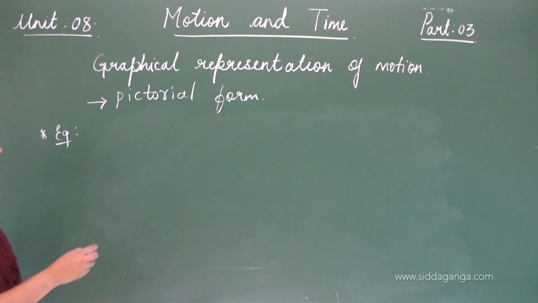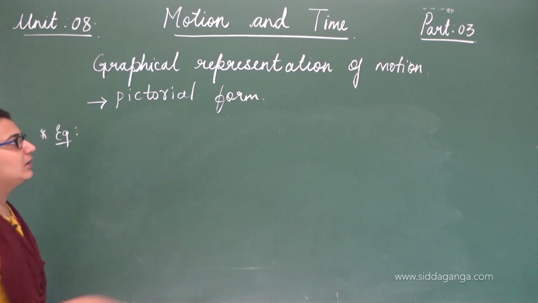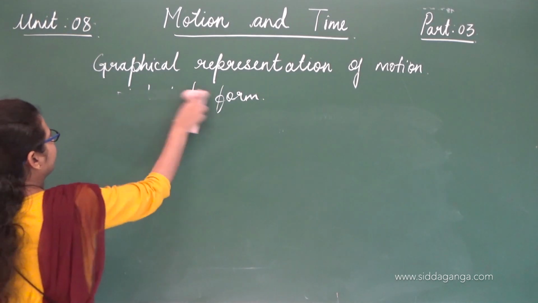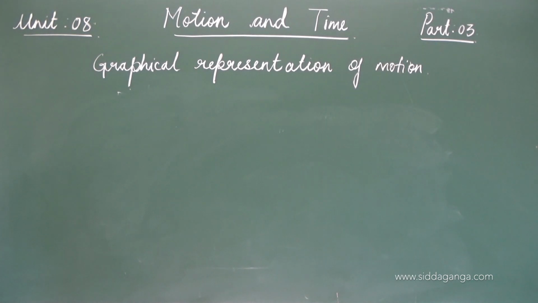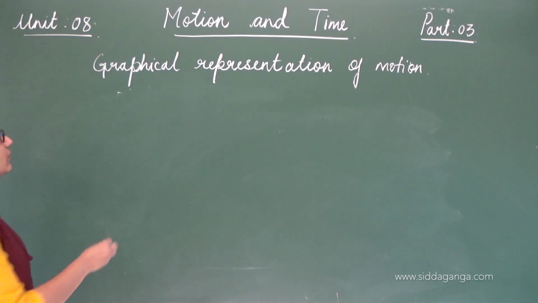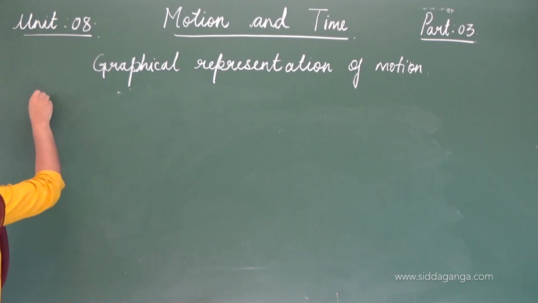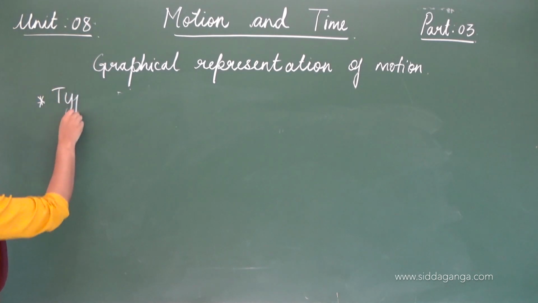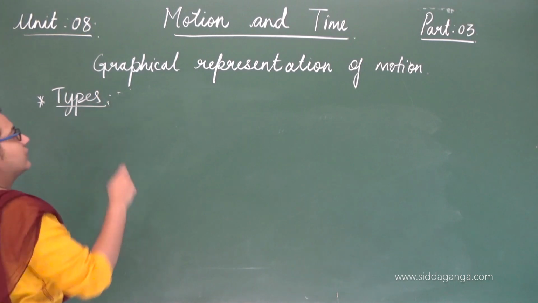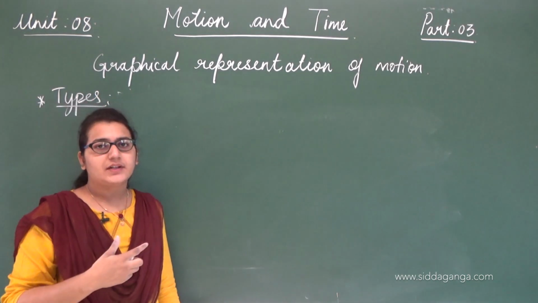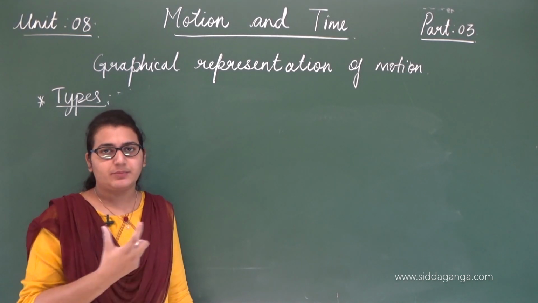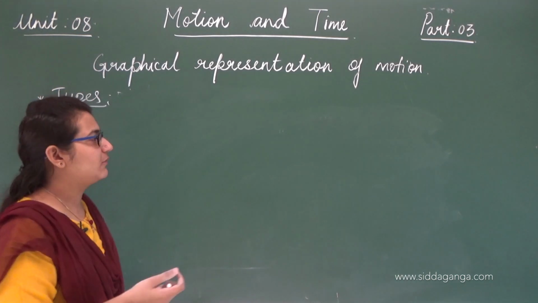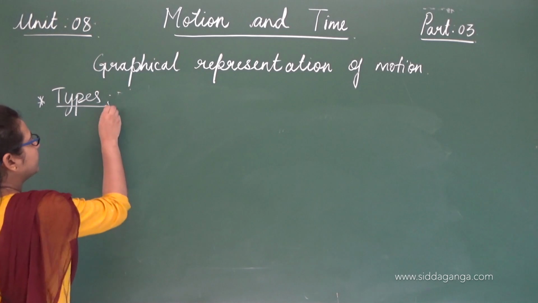Now let us see some of the types of graphs. So what exactly is a graph? Graphs are nothing but a diagram that represents the variable quantities in a pictorial form. That is what a graph means. Now let us see the types.